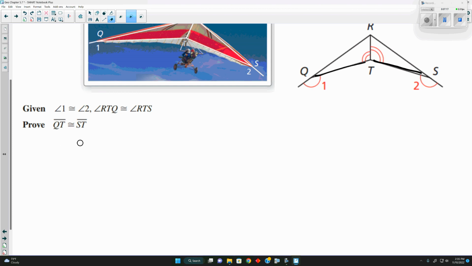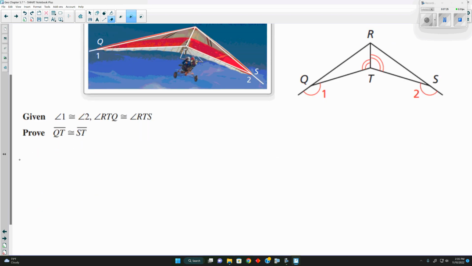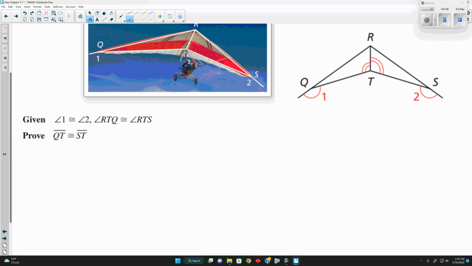Well, with any of this here, we always want to start with the given. And what are we given? Well, we know that angle 1 is congruent to angle 2, yes? And we also have that angle RTQ is congruent to angle RTS. And for us here, this is an angle and angle. We have two angles, yes?